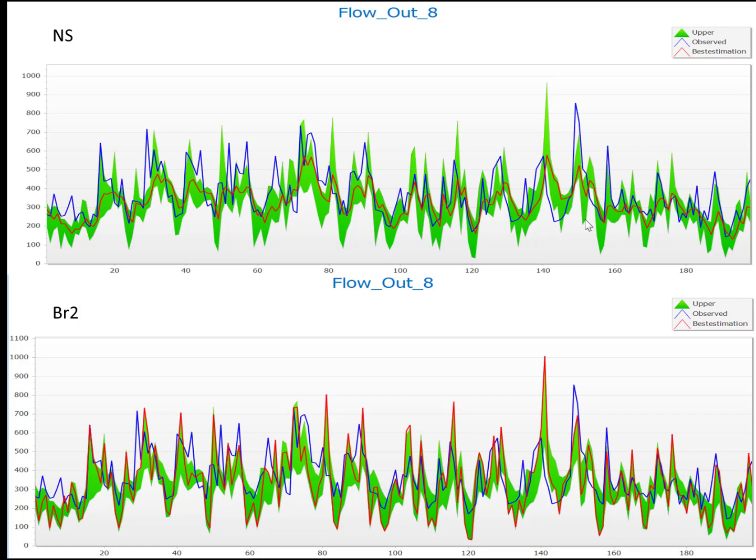Now, in the next video, I will show you what happens if I use different types of objective functions. So if I use, for example, a behavioral objective function or multi-objective function, what would happen, and will I see any differences, or would I get the same sort of results?